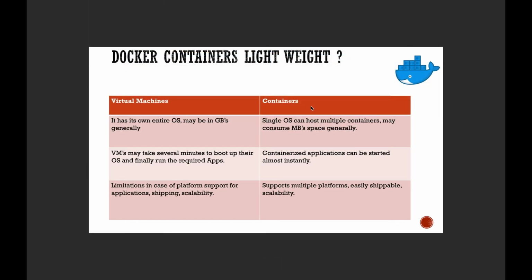Now, let's compare directly here with some important points. Here I have listed a few points which I have already covered a few minutes back. A virtual machine has its own entire OS, generally with GUIs. Containers have a single OS and can host multiple containers, and may consume MBs of space generally. VMs may take several minutes to completely boot up and get the apps and OS running, whereas containerized applications can be started almost instantaneously because they are hosted using a single OS and very few kernel features are required for that.